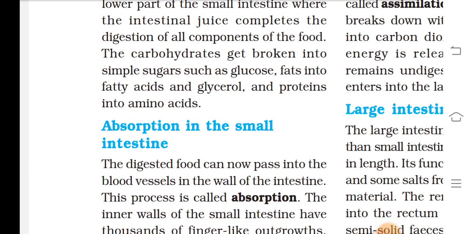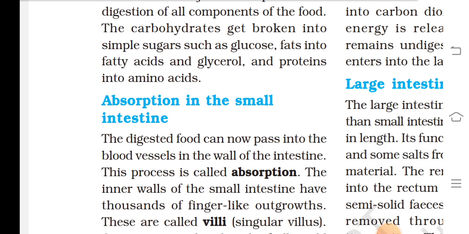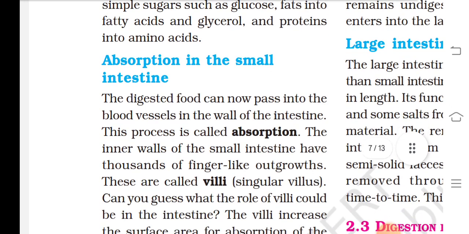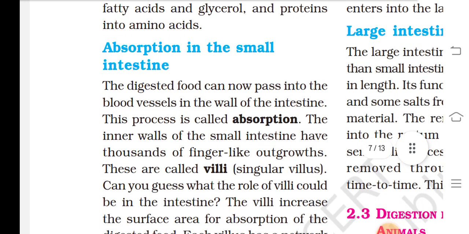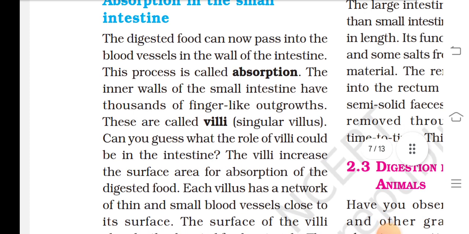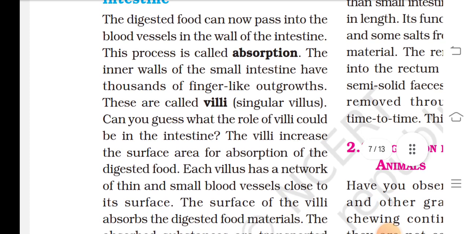The carbohydrates get broken into simpler sugars such as glucose, fats into fatty acids and cholesterol, and proteins into amino acids. In the small intestine, the digested food can now pass into the blood vessels in the wall of the intestine. This process is called absorption.